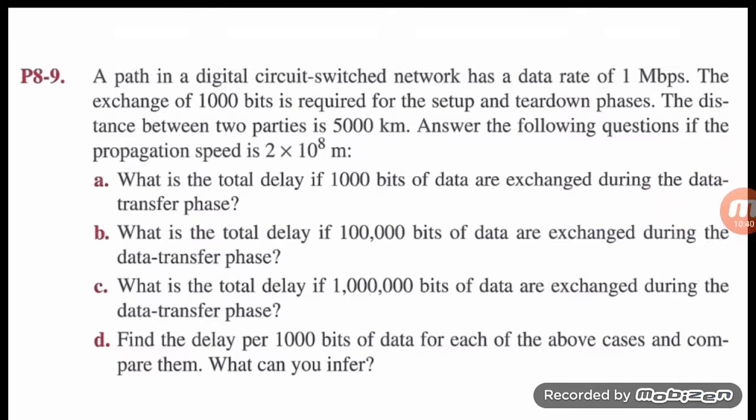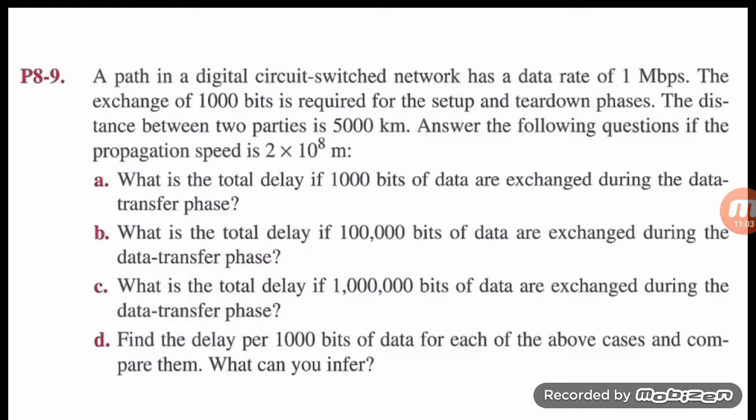Problem 8.9. A path in a digital circuit switch network has a data rate of 1 megabit per second. Okay, let's first try to understand what he's asking. The exchange of 1000 bits is required for the setup and tear down phases. The distance between two parties is 5,000 kilometers.